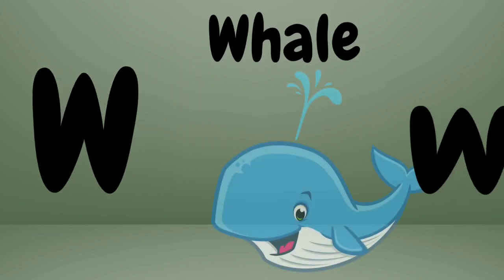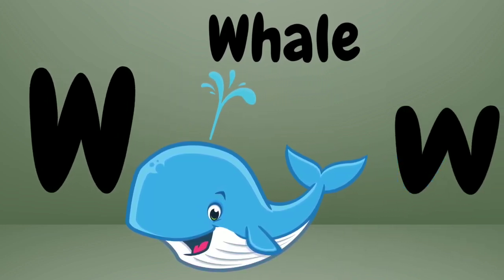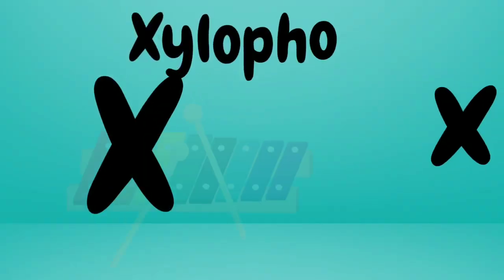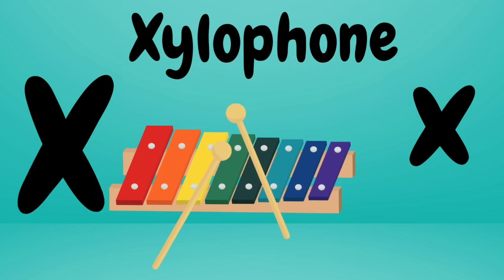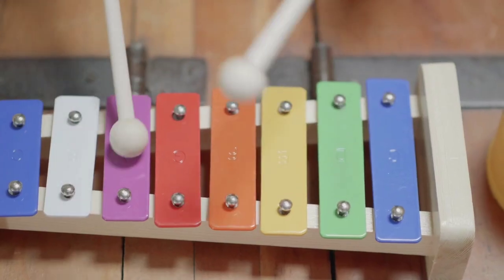W is for whale, whale, whale. This is a whale. X is for xylophone, xylophone, xylophone. This is a xylophone.